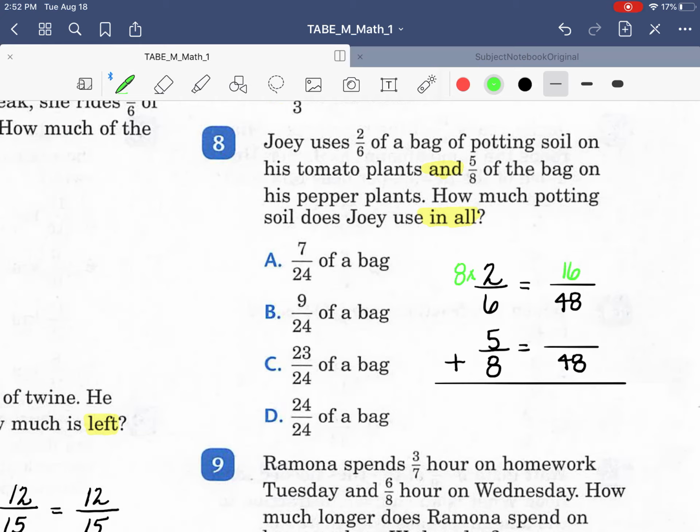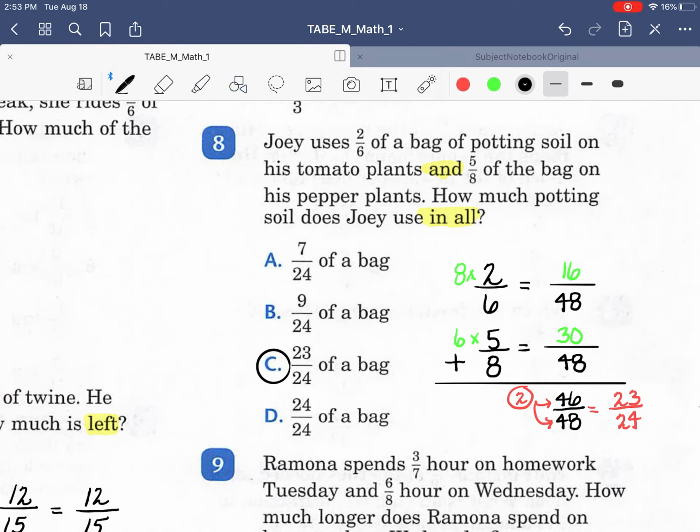So 6 into 48 will go 8 times, and 8 2s are 16. 8 into 48 will go 6 times, and 6 5s are 30. And we are adding here, so we get 46 over 48. Don't panic on me. We're going to reduce that by 2. So 2 into 46 is 23, and 2 into 48 is 24.